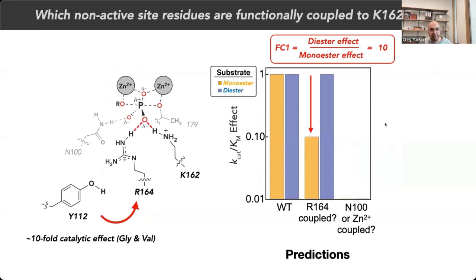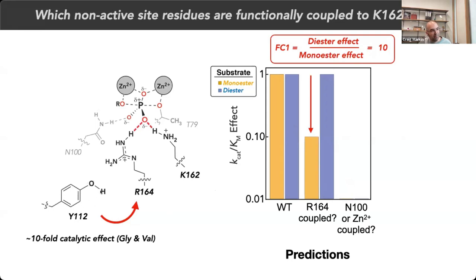So we can actually leverage this specificity effect between monoester and diester and use it as a mechanistic tool to ask which of them are functionally linked to either K162 or R164. And we call this differential effect functional component 1, which is just the differential effect on catalysis for the two substrates. So to illustrate the point I'm making here, let's consider one second shell residue, Y112.